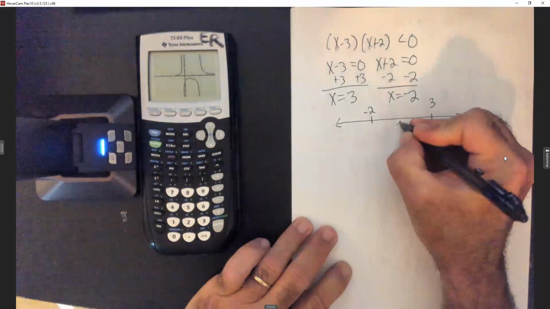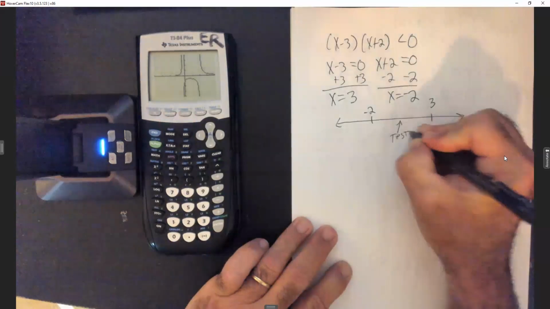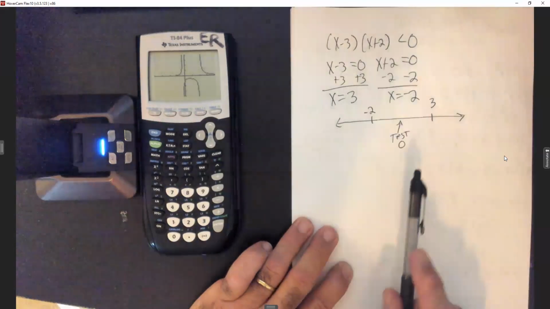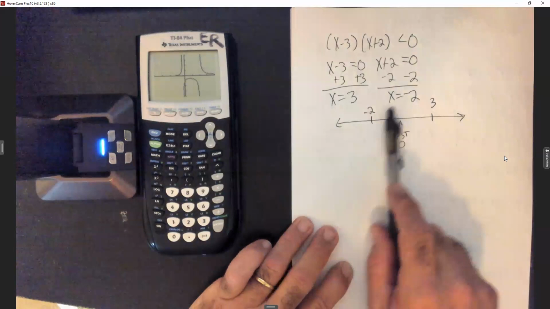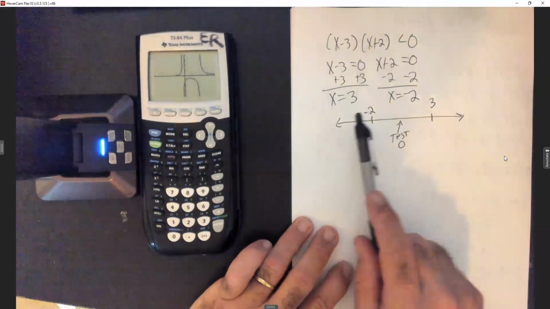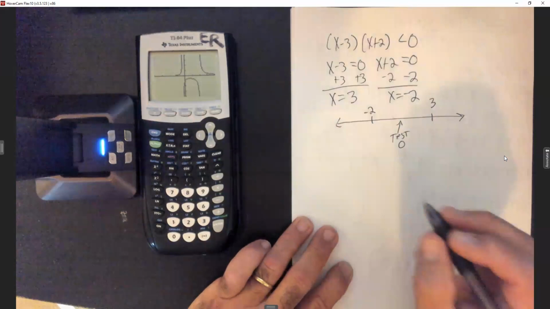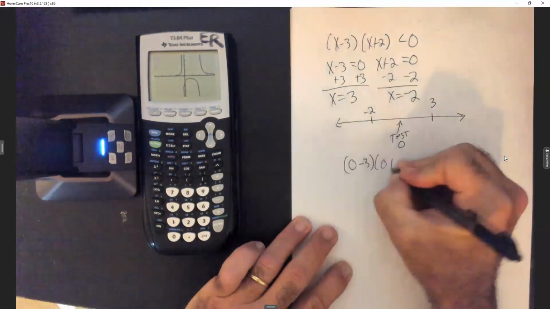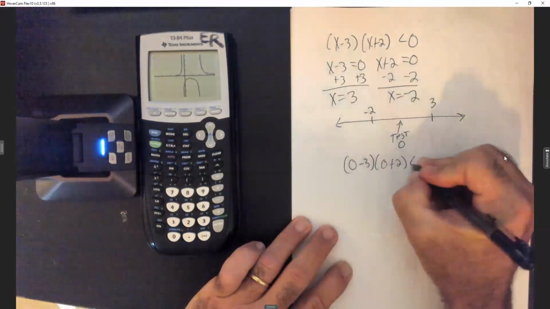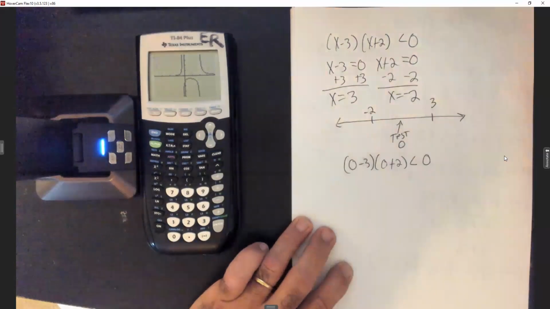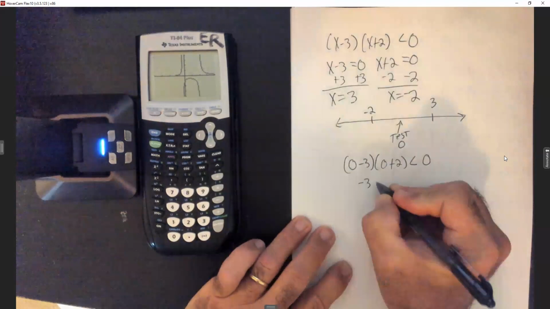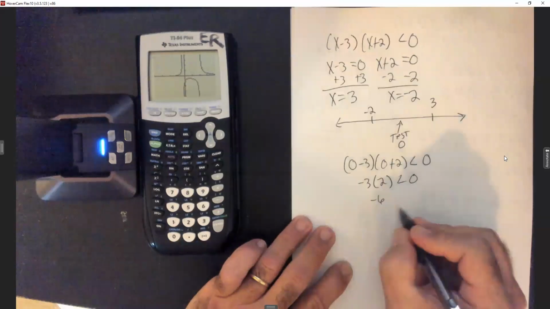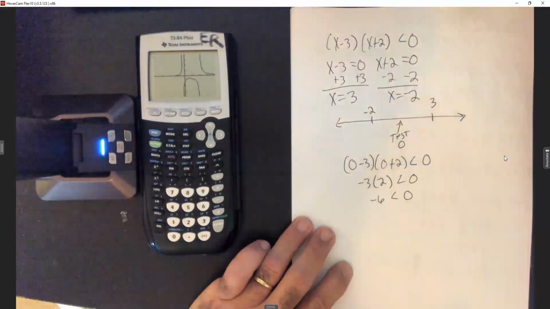So I know my 0 is in between there, right? So put a 0 in here and see if it's true or false. If it's true, I shade that. If it's false, I won't shade that. I'll shade the outsides. So let's see what we got. 0 minus 3 times 0 plus 2 has to be less than 0. Well, this is a negative 3. This is a positive 2. So let's give me negative 6 less than 0. Negative 6 is less than 0, true.